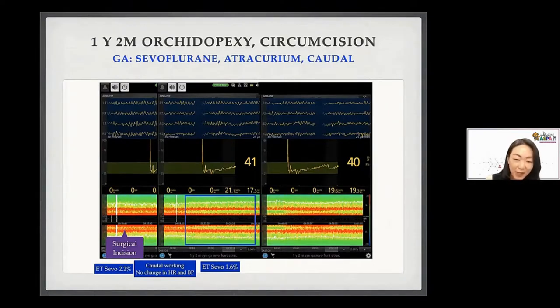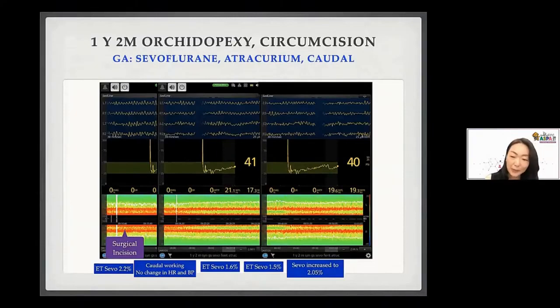Okay, you can see the spectral edge frequency edging up a little bit, but we can still see slow delta and alpha oscillations. And then we decided, okay, maybe we turn down the sevo a little bit more to 1.5%. And here you can see the slow delta oscillations. You can see the spectral edge frequency increasing, and the slow delta becoming a little less continuous, suggesting the patient is lighter.